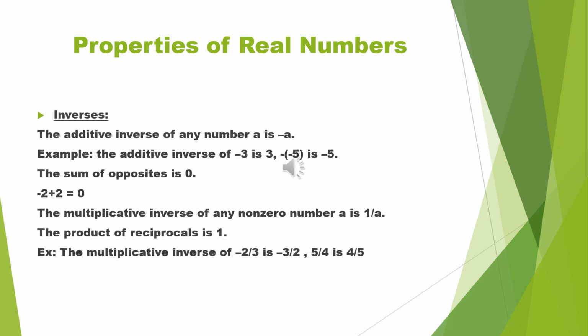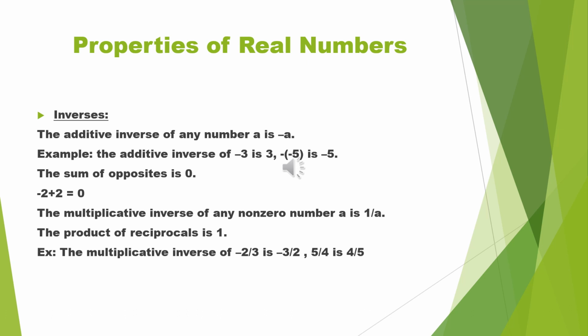Okay, a must not be equal to 0, because when you are writing it as 1 over a, if the value of a is actually 0, then 1 over 0 is undefined. So you cannot take the value of a as 0. Okay, so the multiplicative inverse of any non-zero number a is 1 over a. You just have to write the reciprocal of that number.